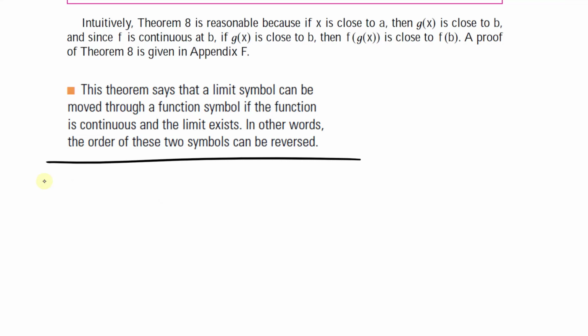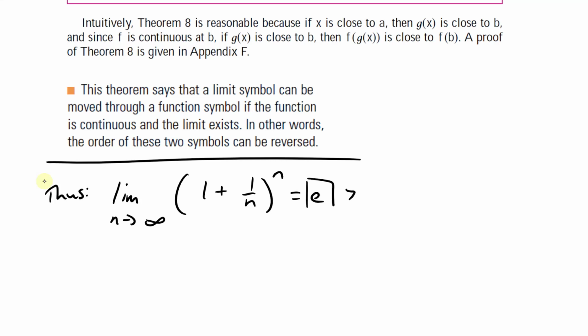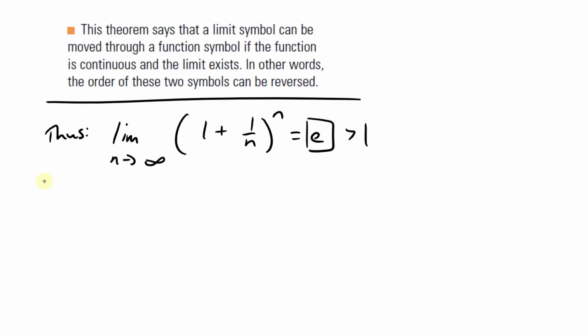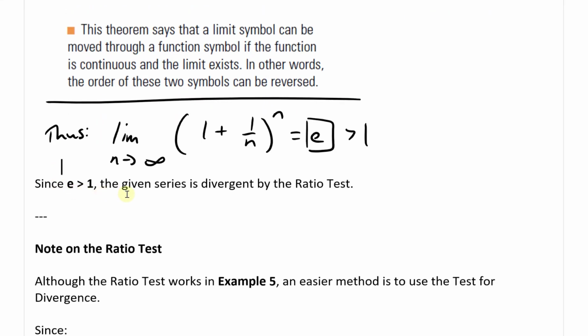So that's what we have. It equals e. Thus, the limit as n approaches infinity of (1 plus 1 over n) to the power of n equals e. And e is greater than 1. This equals 2.718, etc. And since e is greater than 1, the given series is divergent by the ratio test.